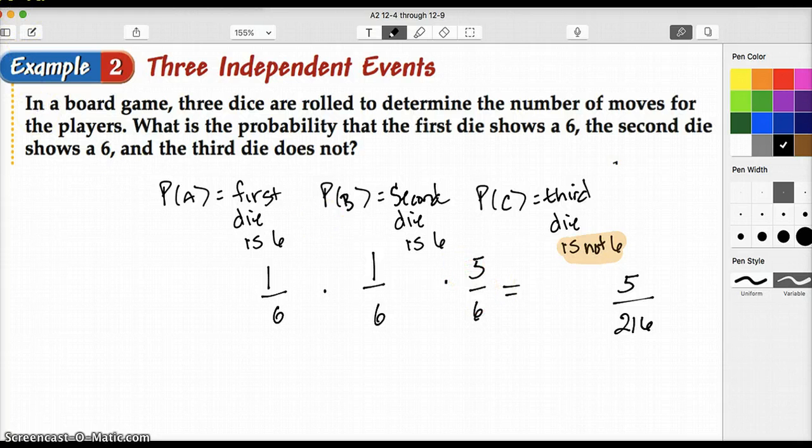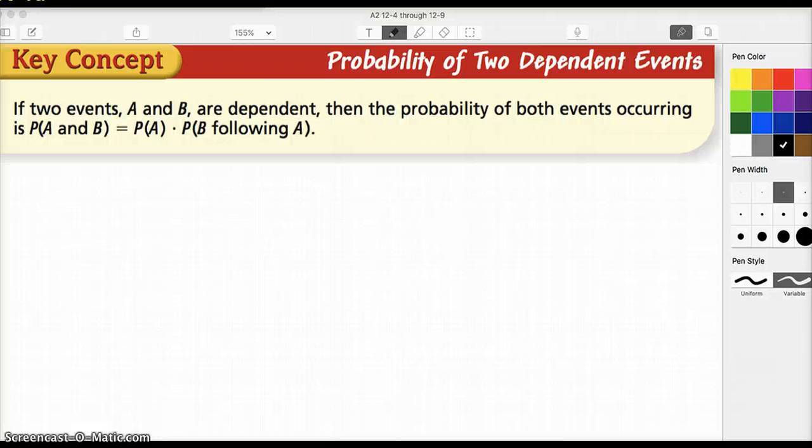That's what we get. Now, this next concept is what we need to think about when we are dealing with dependent events. If two elements A and B are dependent, then the probability of both events occurring, that is the probability of A and B, in this situation, will be the probability of A followed by the probability of B following A.